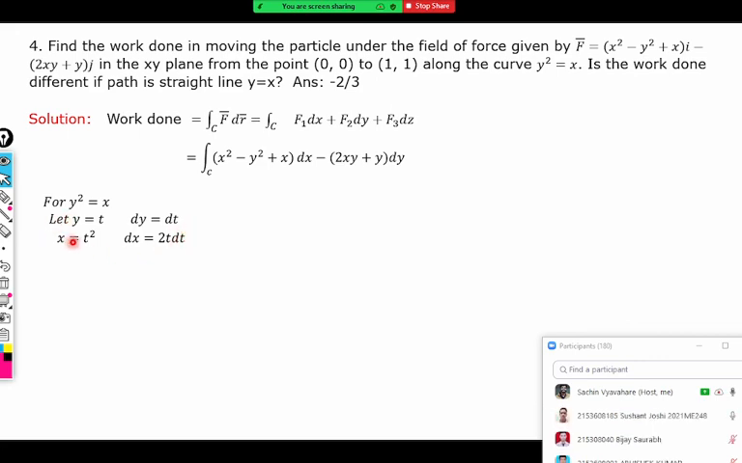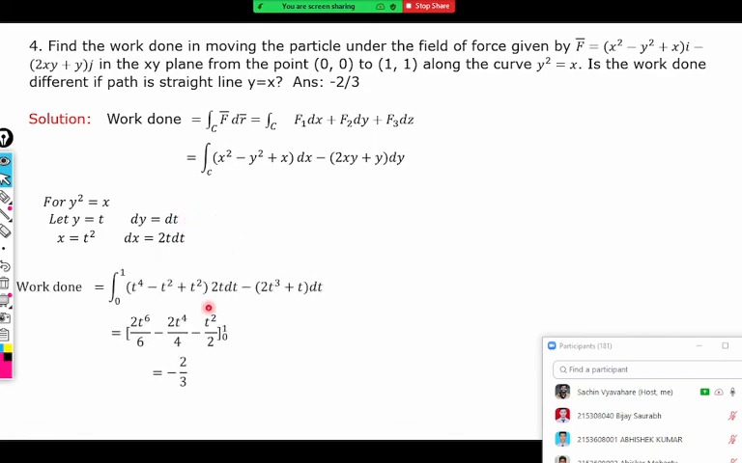From any one equation. See, x is varying from 0 to 1 and y is also varying from 0 to 1. So if y is varying from 0 to 1 and y is t, then t should be varying from 0 to 1 only. So the limit of t is 0 to 1 only. So let me replace these values: x as t square, y as t, dx by dt as 2t, and dy by dt, and we observe the calculation goes like this. This is simplification, integration, putting upper limit minus lower limit.